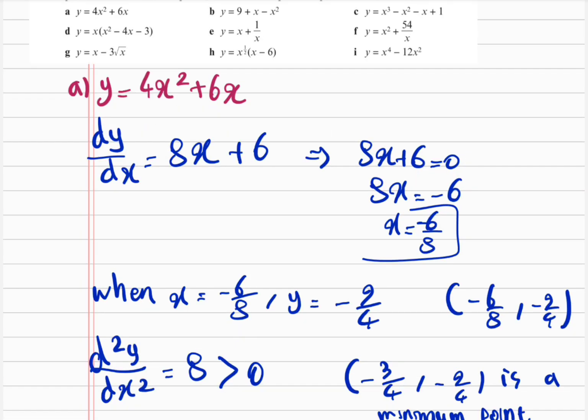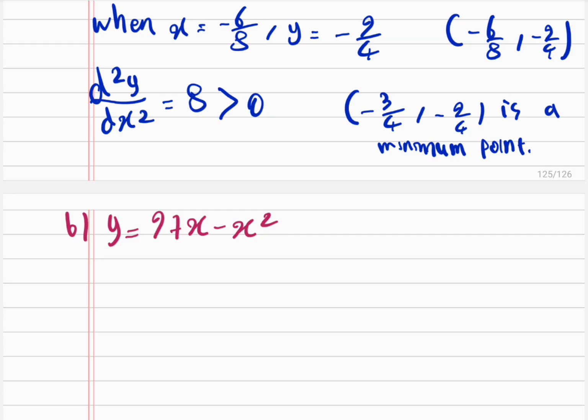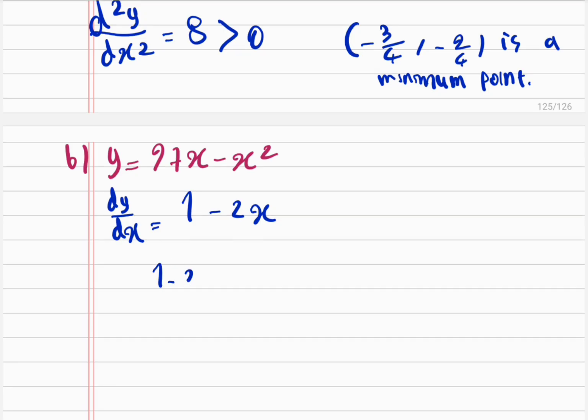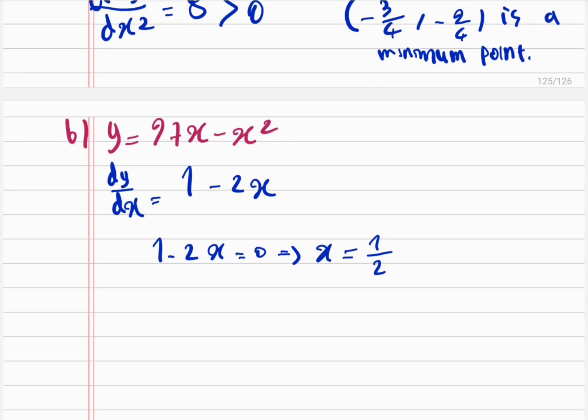Right, now let's do part B. So y is equal to 9 plus x minus x squared. Again, we first find the first derivative, so we get 1 minus 2x. Then we set this equal to 0, so 1 minus 2x is equal to 0, which means x is a half. So here a half is the x coordinate of the stationary point, and we find the y coordinate. So when x is equal to a half, then y is equal to 37 over 4.